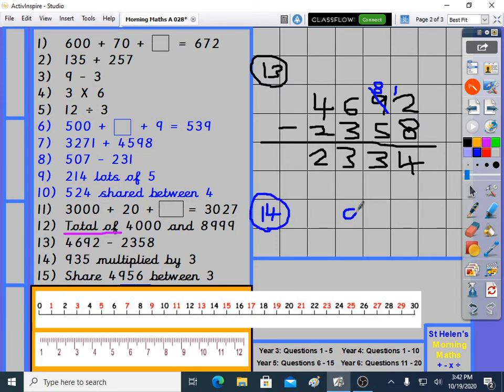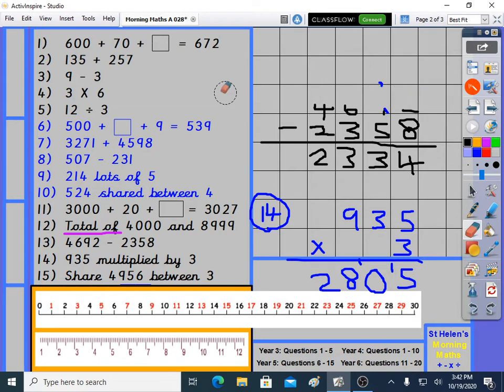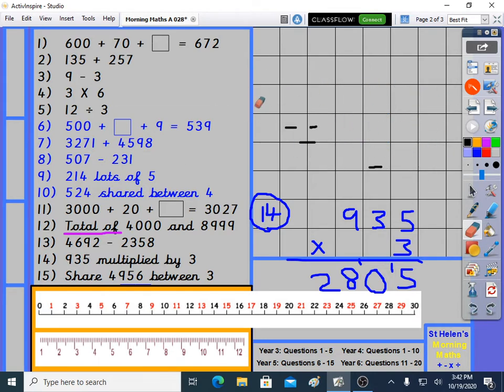935 multiplied by 3. 5 times 3. 3 times 5 is 15. 3 times 3 is 9 plus 1 is 10. 3 times 9, 27 plus 1, 28. 2,805. Question 15 next.